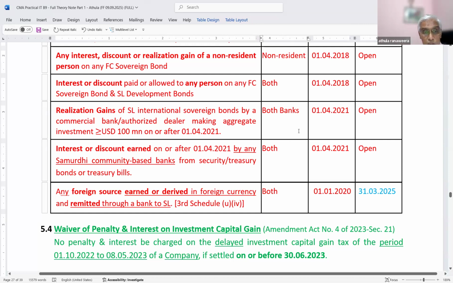Next, any foreign source income earned or derived in foreign currency and remitted through a bank to Sri Lanka, as I mentioned under the business category also, that exemption was there up to 31st March 25.